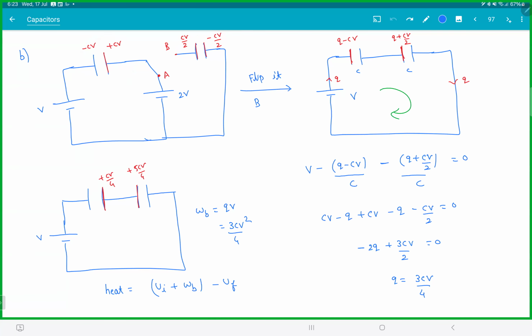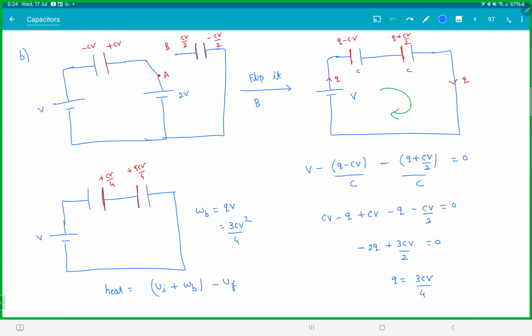Yes, because the energy in both the capacitors is changing. Work done is 3CV square plus by 4. So initial plus work done minus this. Check. I'm not sure. Minus... it's 2, not by like 16 R.